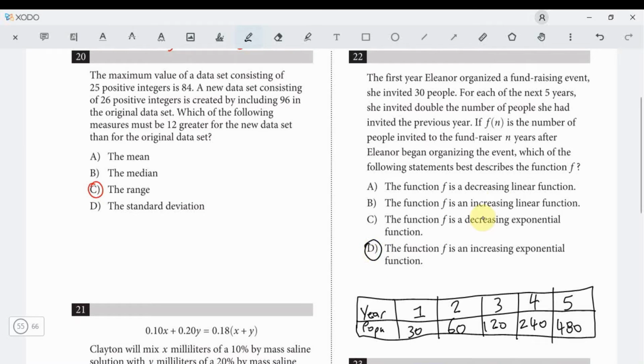Linear means a constant rate. It's clearly increasing, so decreasing would be out. And it couldn't be increasing linearly because look, it goes by 30 here, and it goes by 60, then 120. So it's not increasing linearly, it is going at a faster clip, so it's increasing exponentially.